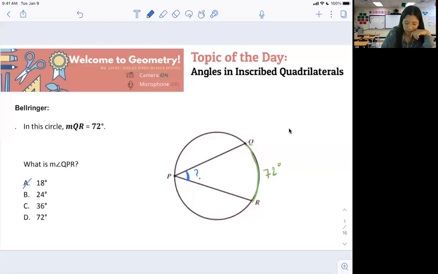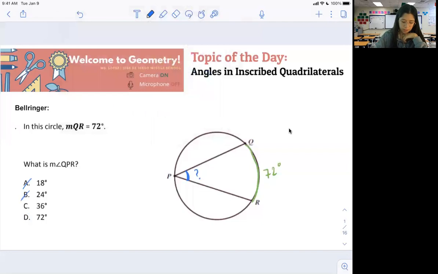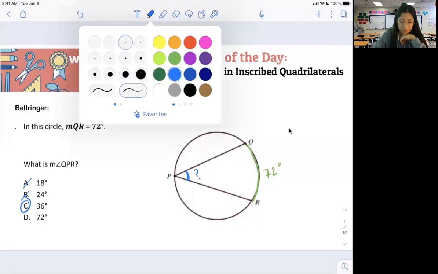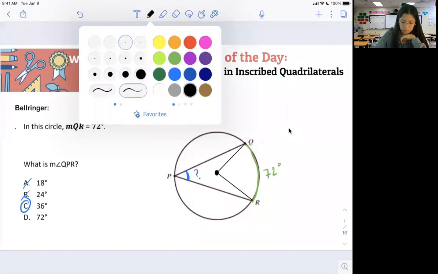Okay, so we can eliminate A and B, and it turns out that it is D because, wait, no, not D, sorry, C. Tricked y'all. C, because what happens is that the central angle would be 72 degrees. So that's 72 degrees.